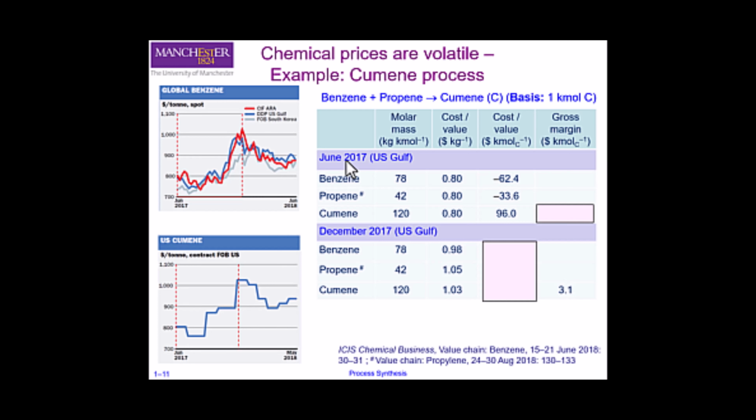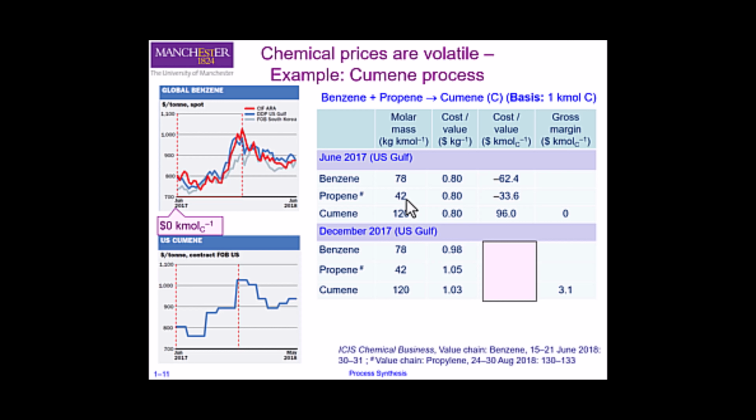So if we look at June 2017, we can see that the gross margin is 0. And that's obviously not good news, as we have assumed 100% conversion already and 100% recovery, which in most cases would not be true. And we have ignored all the costs, operating costs, capital cost, other than the cost of the reactants. Okay.